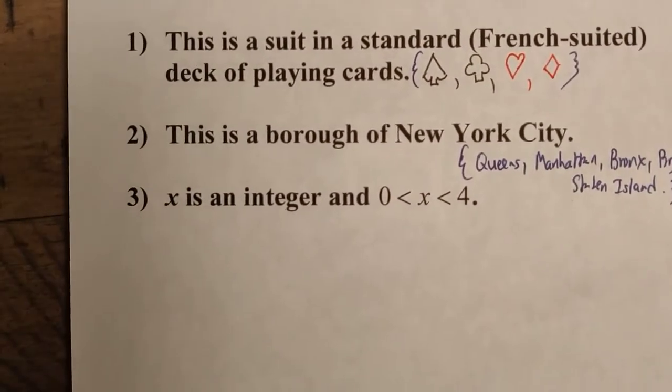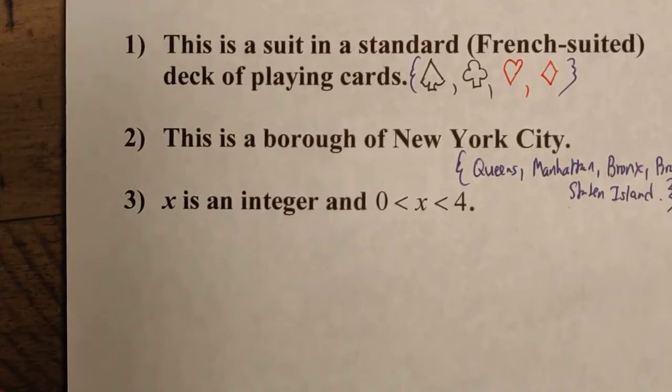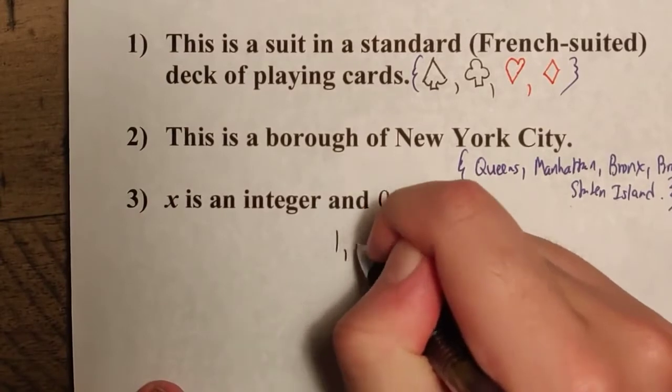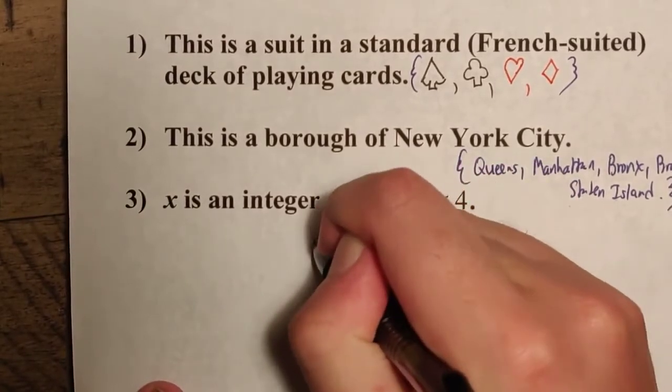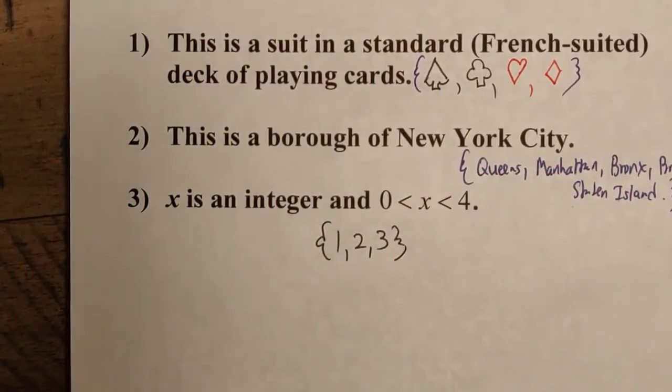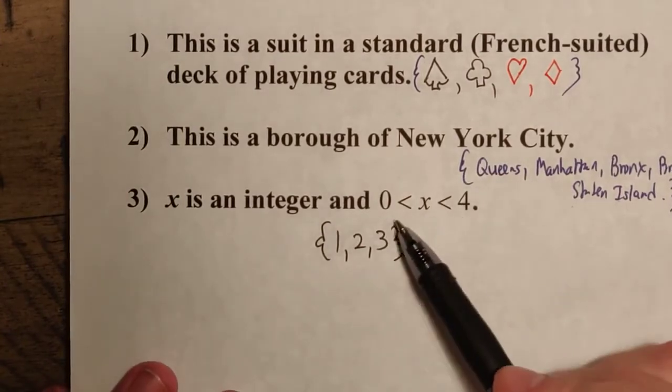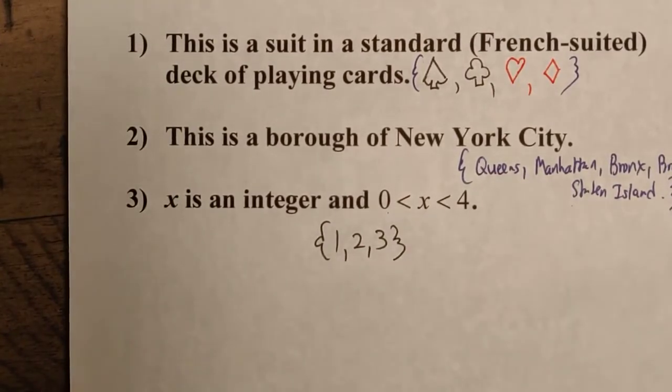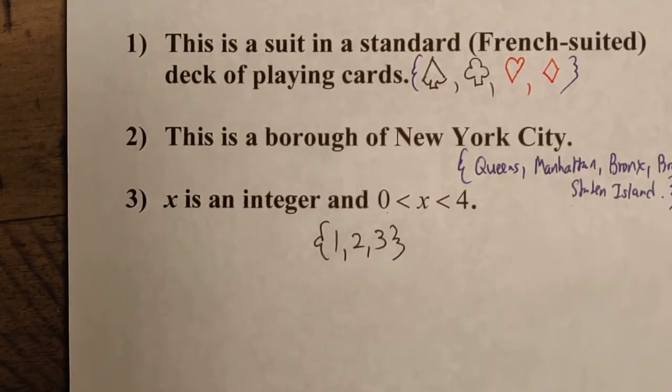In number 3, x is an integer and 0 is less than x is less than 4. I think it's pretty clear that there are only 3 objects in the set: 1, 2, and 3. Now, why isn't 0 in the set? Well, note that these inequalities happen to be strict inequalities, so you're not allowed to include either endpoint. So 0 is not in it, and 4 is not in it as well.